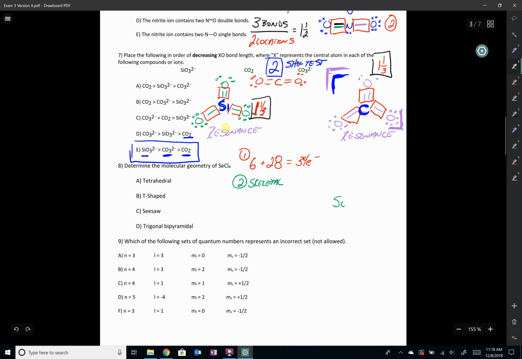Least electronegative goes in the middle, that's selenium. We connect to our 4 chlorines, okay? There's our skeletal structure. Step 3, lone pairs. Start with our most electronegative, work our way in, right?